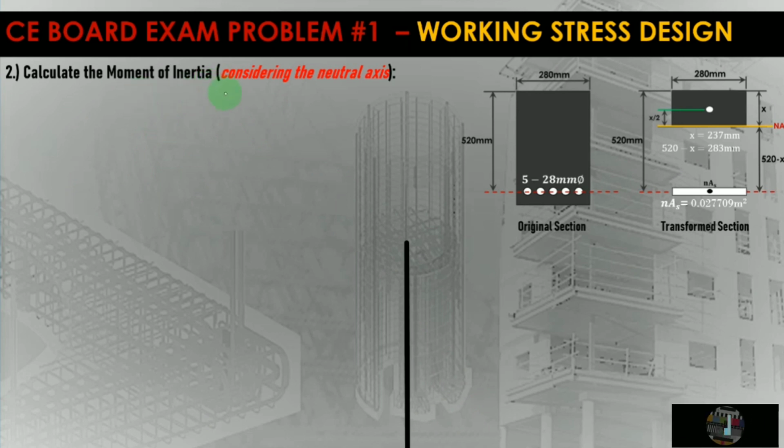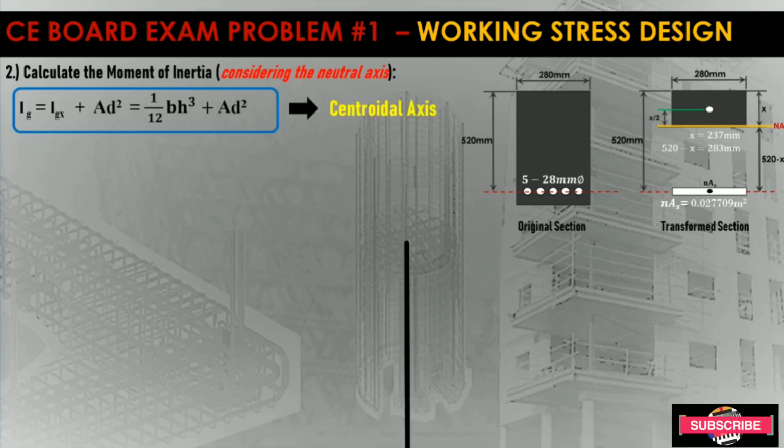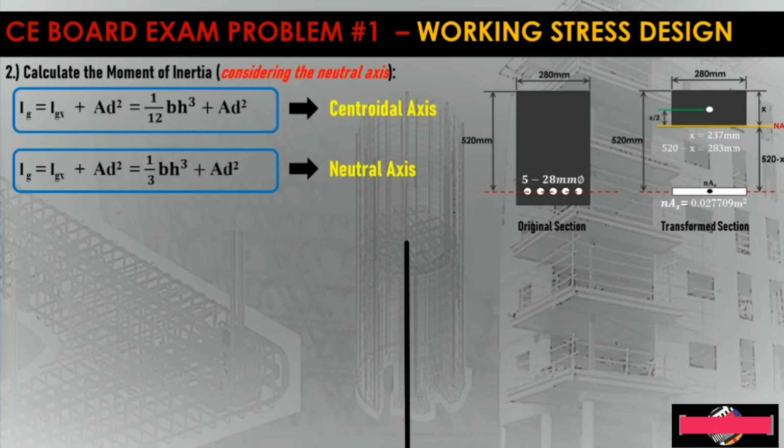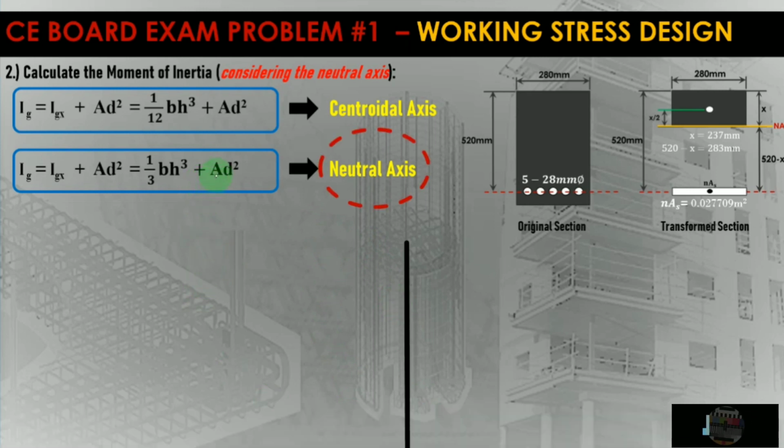So we have now this moment of inertia considering the neutral axis. Take note that when you are going to consider the transformed area method, you have to locate the neutral axis, not the centroidal axis. So if we are considering the centroidal axis, you have to use this formula. But this time we are considering the neutral axis, so we need to consider 1/3 bh cubed plus Ad squared.